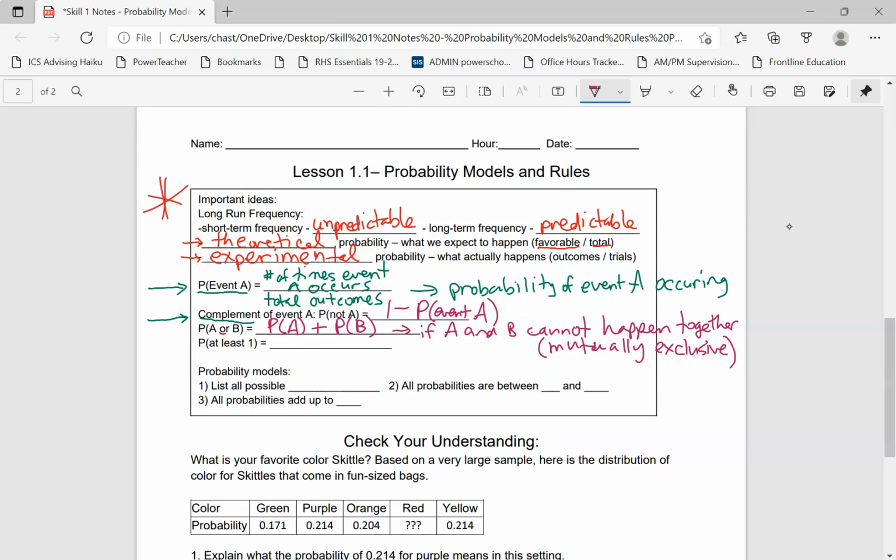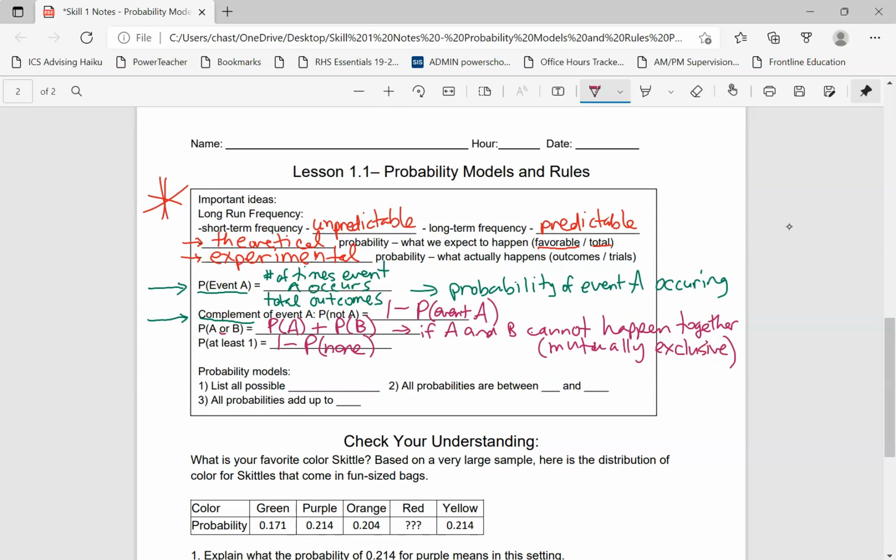To find the probability of at least one of something happening will be 1 minus the probability of none. So if I wanted to find the probability of at least one something being drawn from a hat, I could take 1 minus the probability that none is drawn. That would be the quicker way, because basically that is the complement of at least 1.